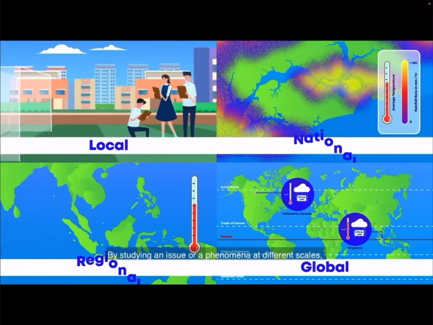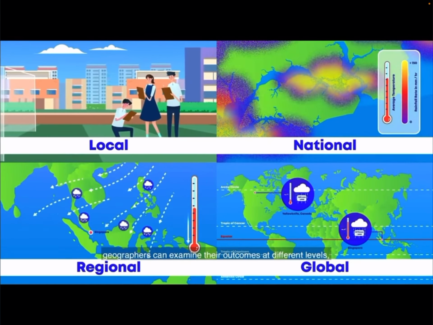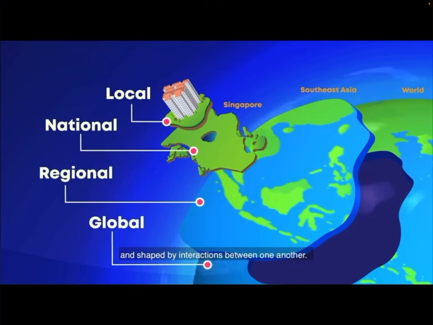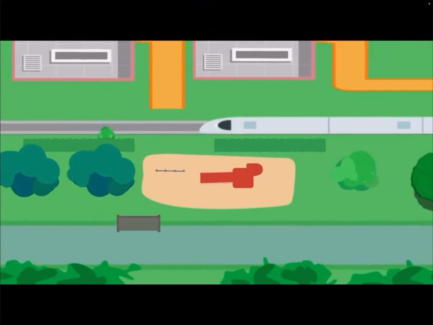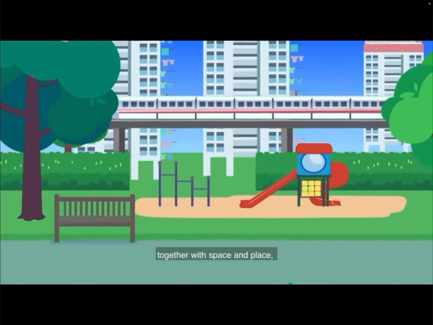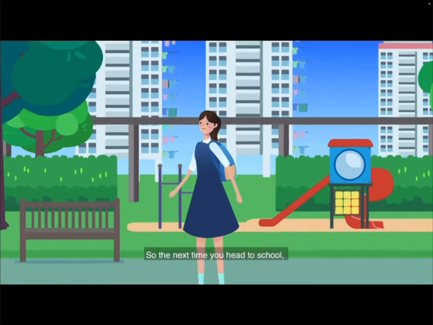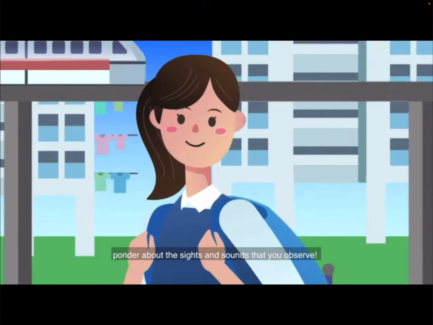By studying an issue or phenomenon at different scales, geographers can examine its outcomes at different levels and better understand that the spatial scales are interconnected and shaped by interactions between one another. The key geographical concepts of environment and scale, together with space and place, will help us better understand our world and the geography of our everyday life. So next time you head to school, ponder the sights and sounds that you observe.